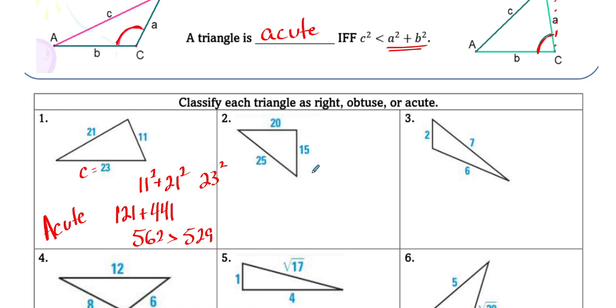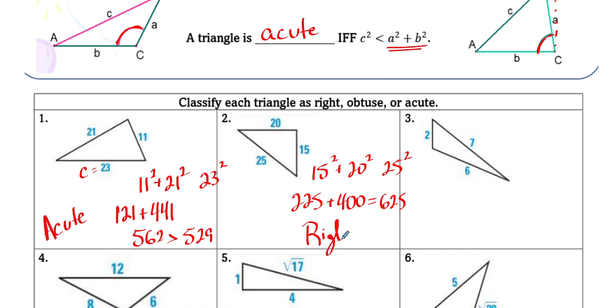We do the same thing here. My two short sides are my a and my b. Longest side has to be the c. We're going to square this, get 225, square this, get 400, and that gives us 625. Those are equal, so that is a right triangle.